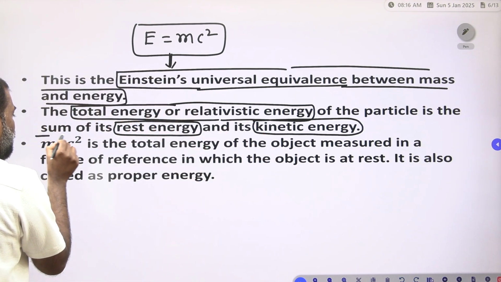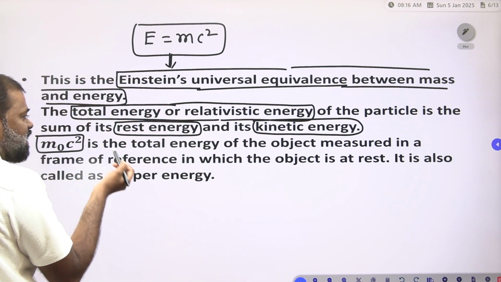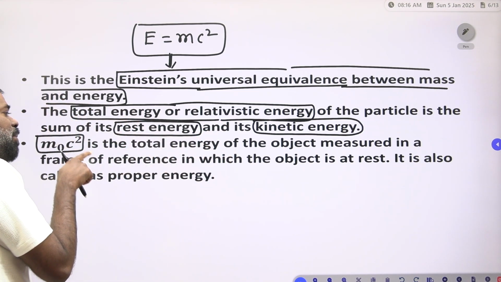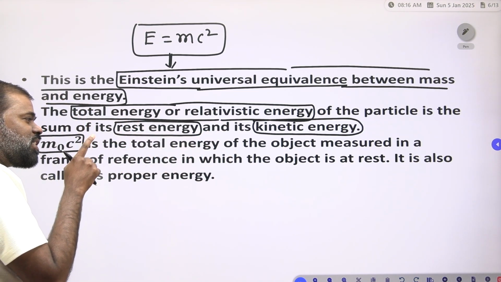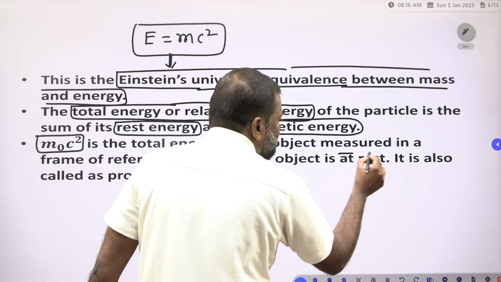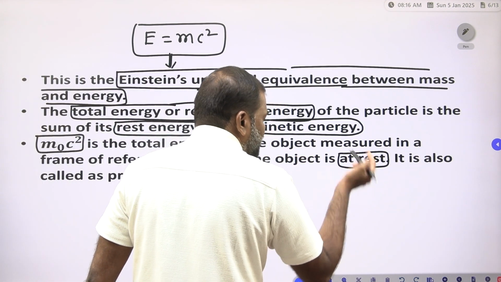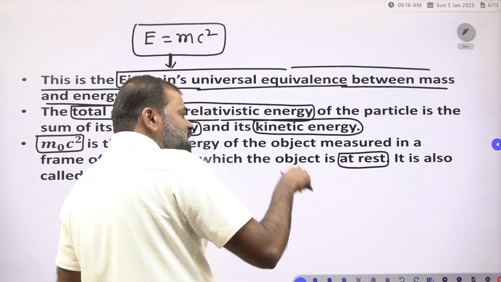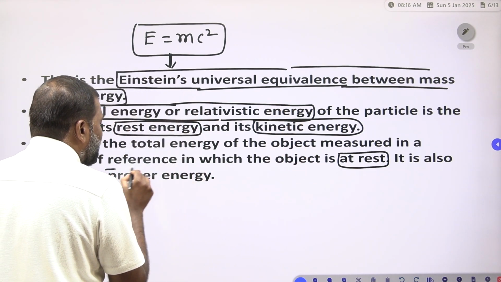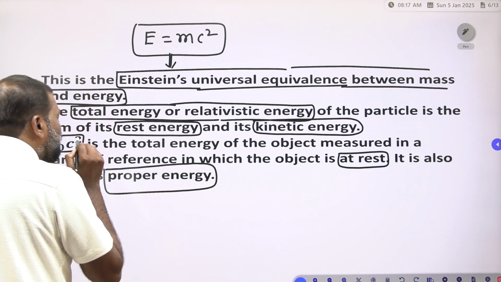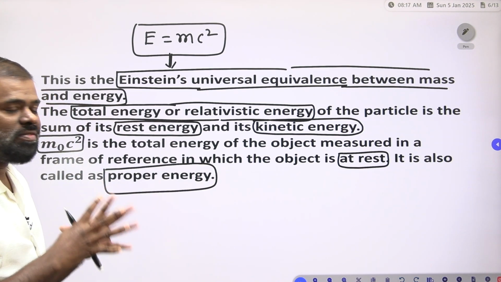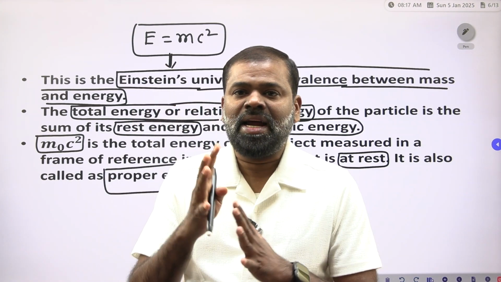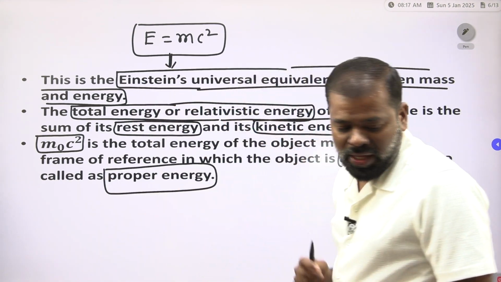Suppose m naught c square we also call the total energy of the object measured in a frame of reference in which the object is at rest. When the object is at rest, that energy we call the rest energy. This energy we also call the proper energy. Clear? This is very very important. So try to understand what E is equal to mc square means.